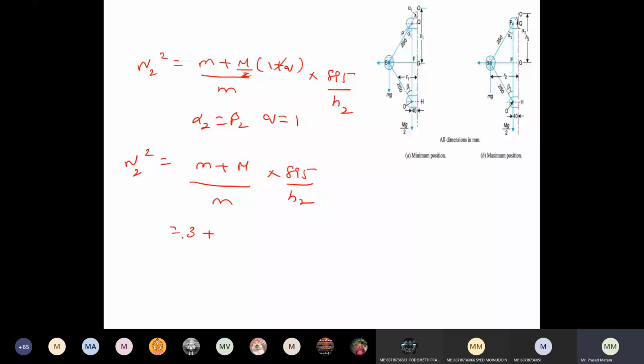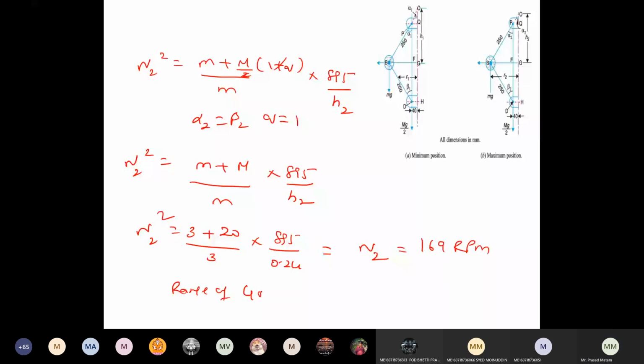Small m is 3 kg. What is capital M? 20 kg, by 3 into what is H2 we got? 240 mm, that is 0.24 meter. Now from this, give me the N2 value. So 169, right, 169 RPM. N2 is 169 RPM. Now they are asking the range of the governor.